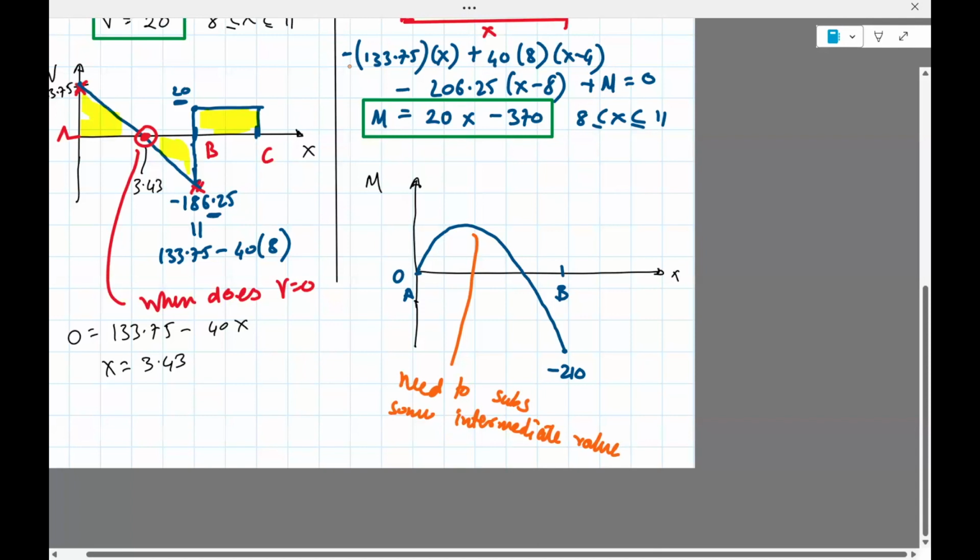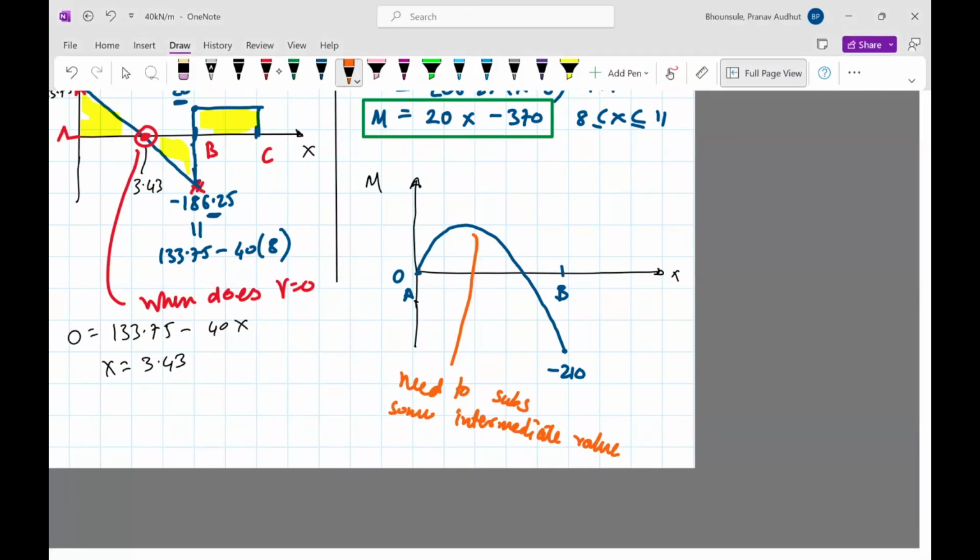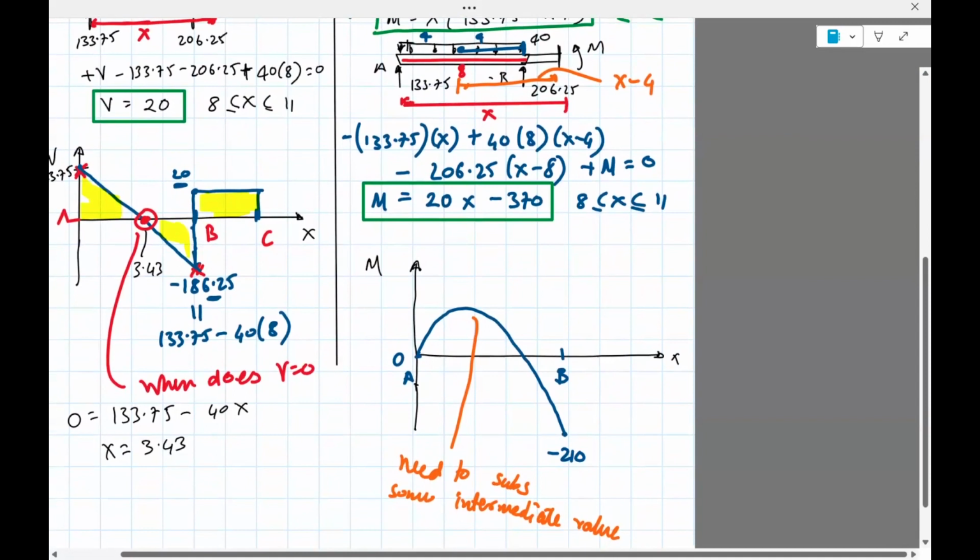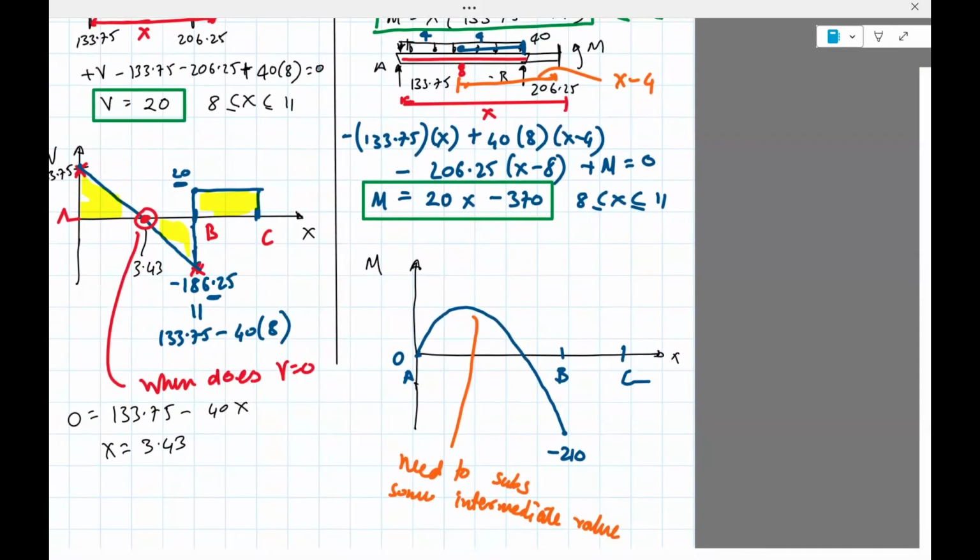Okay, I'm almost done. I'm running out of time. The last step is to connect the dots from B to C. So for that, you can put x equals 8 first, and you'll see that x equals 8 is minus 210. So that point is right. And then if you put x equals 11, you get minus 150. If you look at the equation between 8 and 11, it's a straight line. So all I need to do is join it by a straight line.